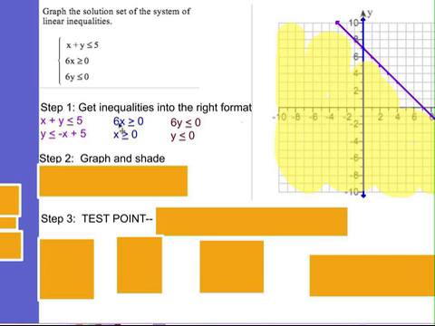For x is greater than or equal to 0, again, all the numbers greater than 0 on that line are on the right of that line. Here's x is 0. All the numbers that are greater than 0 are to the right.